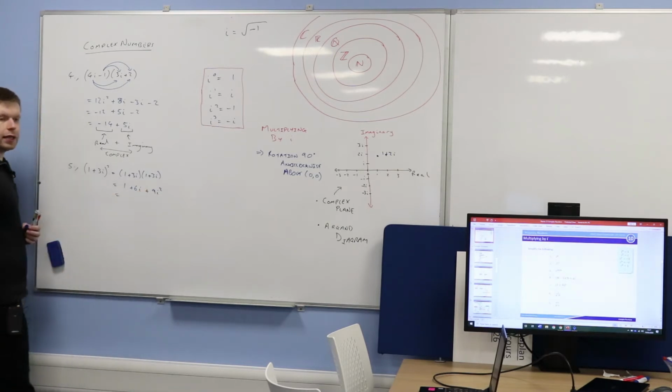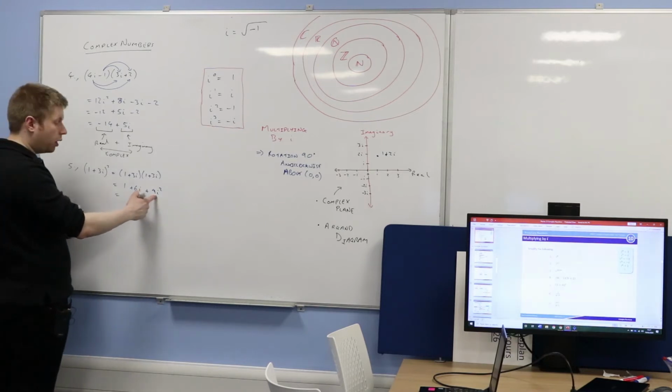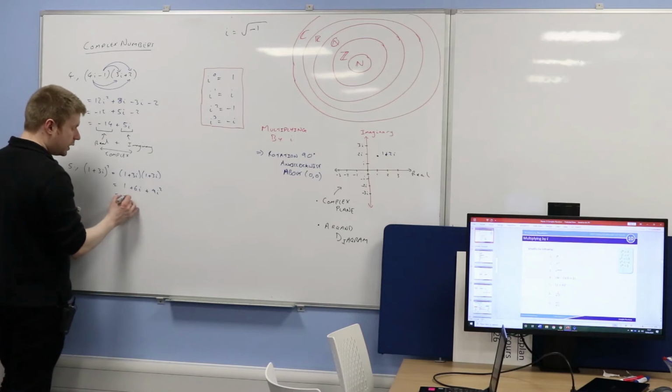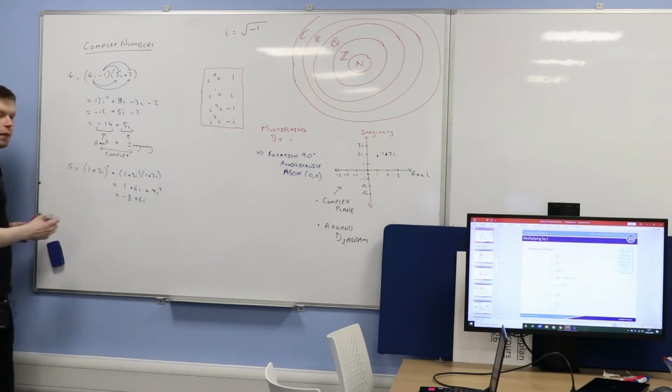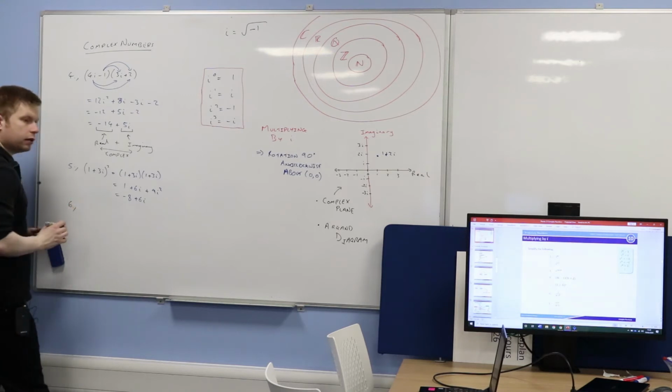9i squared is the same as what? i squared is negative 1, so 9 times negative 1 is going to be negative 9. 1 take away 9 is going to be negative 8. And then you've got the 6i. So again, there's your real part, there's your imaginary part. We've got a complex number going on. Okay, what about number 6? Can somebody read it out to me?